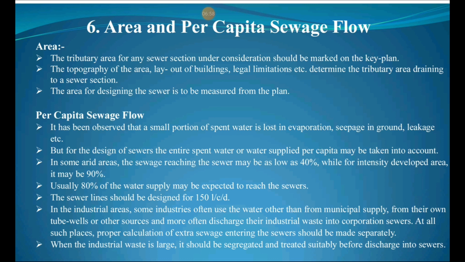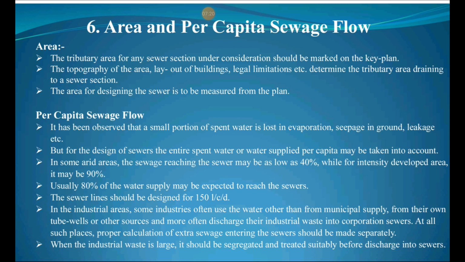The topography of the area, layouts of the building, legal limitations, etc., are used to determine the tributary area draining to the sewer section. The area for designing the sewer is to be measured from the plan. That is very important. So key plans and topography plans are very important to determine the area. Then per capita sewage flow.